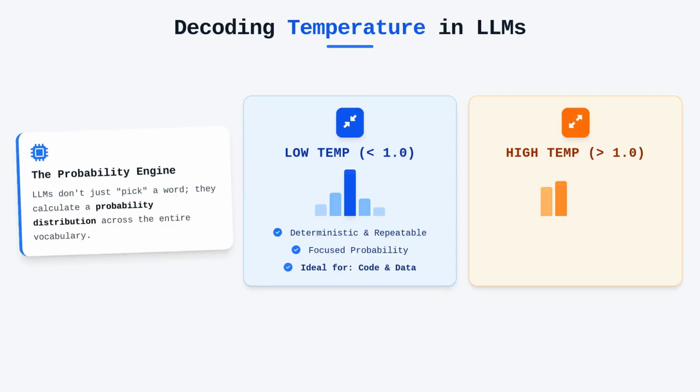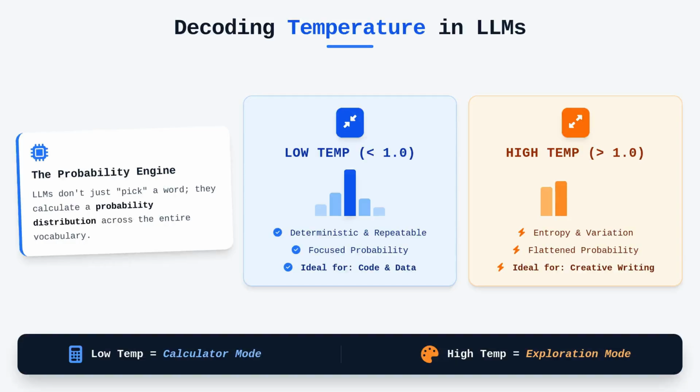Conversely, increasing the temperature distributes the probability weight more broadly, allowing the model to select tokens that are less likely, which introduces entropy and variation. This is the difference between a system performing a precise calculation and one engaged in imaginative exploration. If you're building a system for code generation or data extraction, this predictability is your primary requirement. In those scenarios, you want the model to behave like a calculator that returns the same result every time given the same input. By lowering the temperature toward zero, you suppress the model's tendency to wander off the path of statistical likelihood.